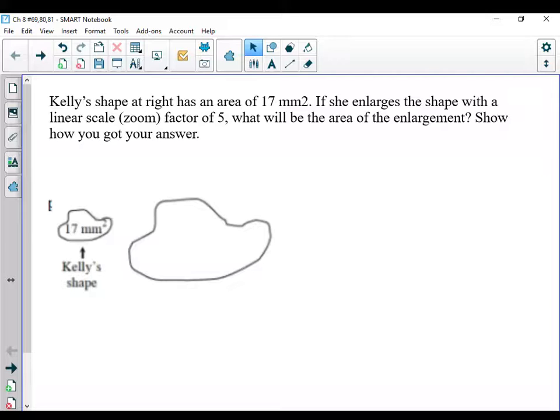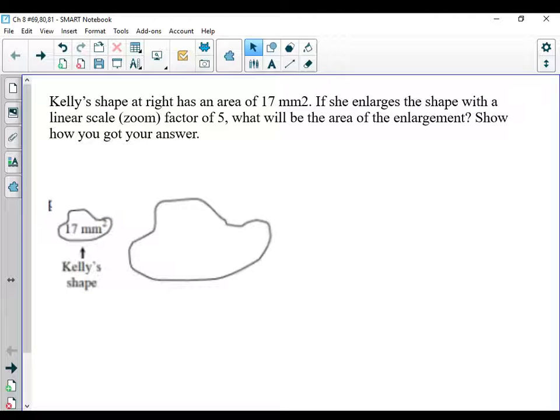In this video, what I wanted to do was explain the last couple questions that were on your Desmos activity, and then talk about another couple problems related to this concept. So on this example here, Kelly's shape on the left had an area of 17 square millimeters. Now, obviously, this is an irregular shape, so we can't just use a formula or anything like that to find the area of that enlarged shape.